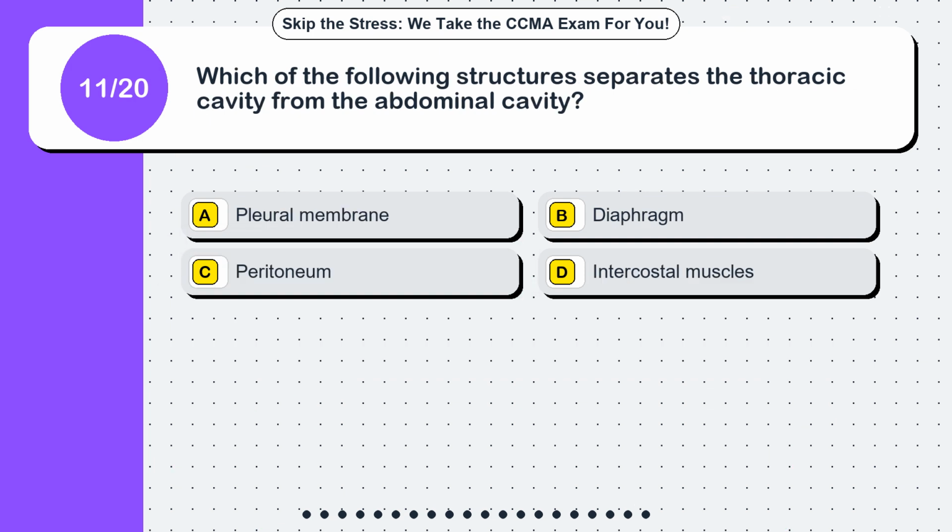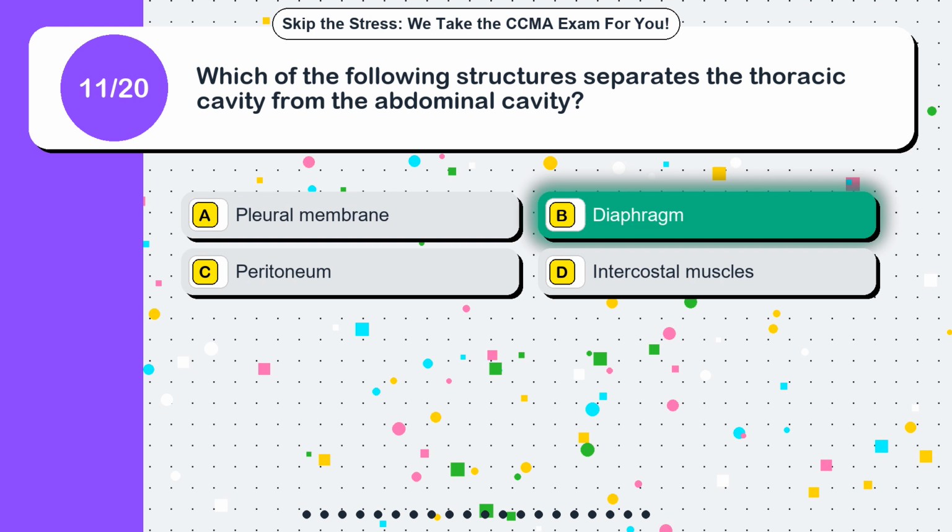Question 11. Which of the following structures separates the thoracic cavity from the abdominal cavity? Option A, pleural membrane. Option B, diaphragm. Option C, peritoneum. Option D, intercostal muscles. The correct answer is option B, diaphragm.